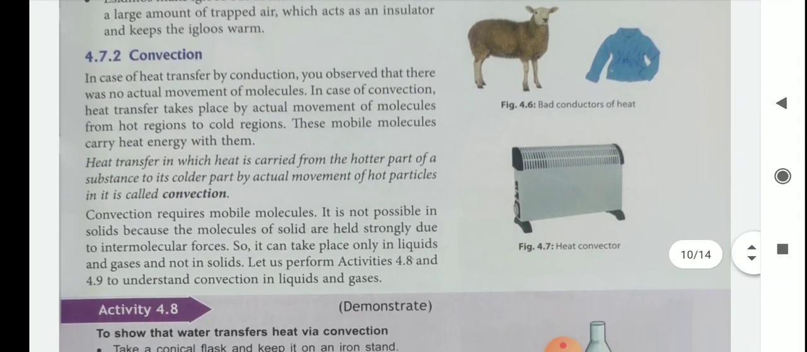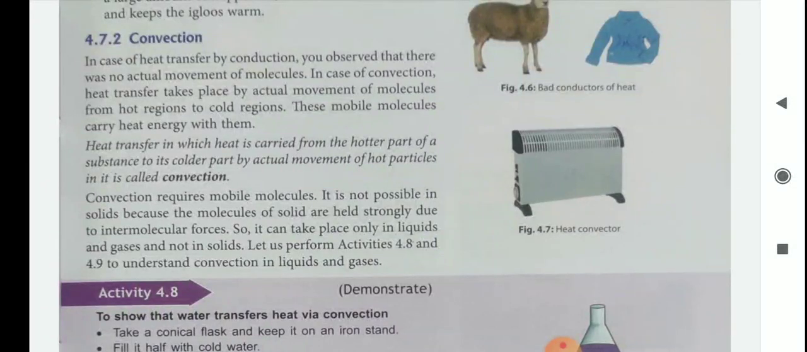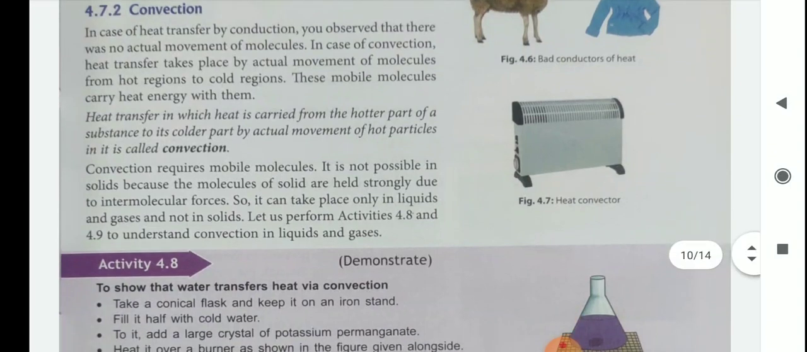Now see convection. What is convection? Heat transfer in which heat is carried from the hotter part of a substance to its colder part by actual movement of hot particles in it is called convection. Convection requires mobile molecules. It is not possible in solids because the molecules of solids are held strongly due to intermolecular forces. So it can take place only in liquids and gases, okay, and not in solids.